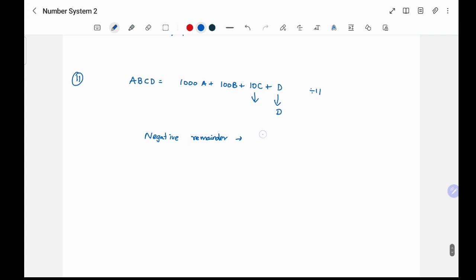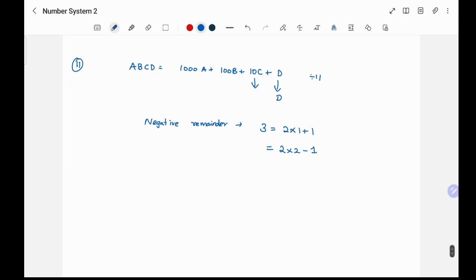So I'll take 2, or let's take 3. I can write this as either 2 into 1 plus 1, or I can equivalently write it as 2 into 2 minus 1. So 2 into 2 is 4, minus 1 again gives 3. So it is similar to writing it as 2 into 2 plus of minus 1. This is not going to change anything.